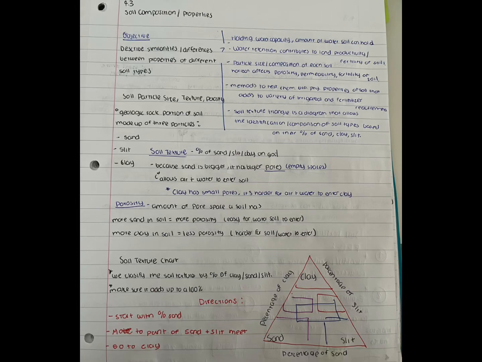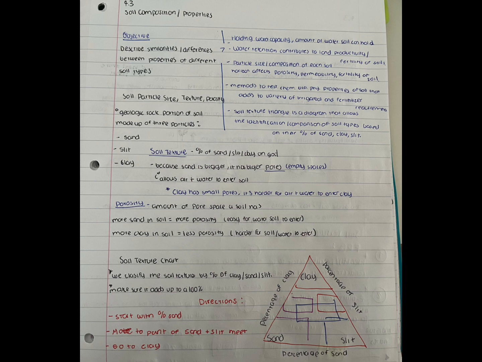Soil composition and properties 4.3. Objective: describe similarities and differences between properties of different soil types. Water holding capacity is the amount of water a soil can hold. Then water retention contributes to land productivity and fertility of soils.